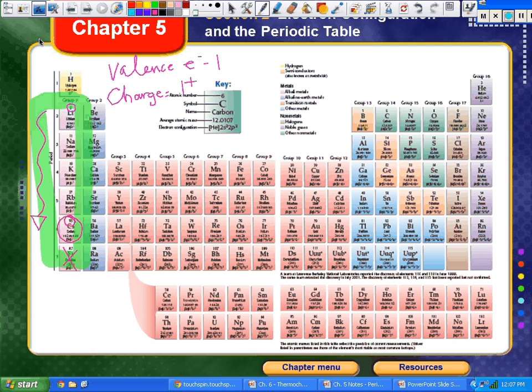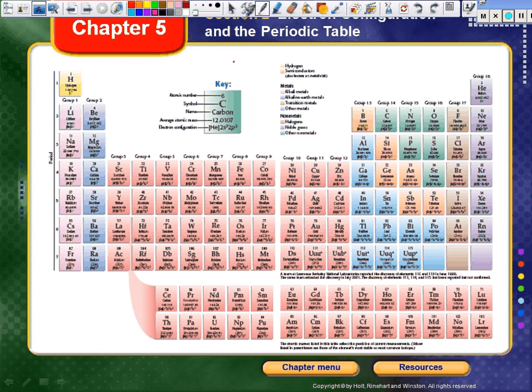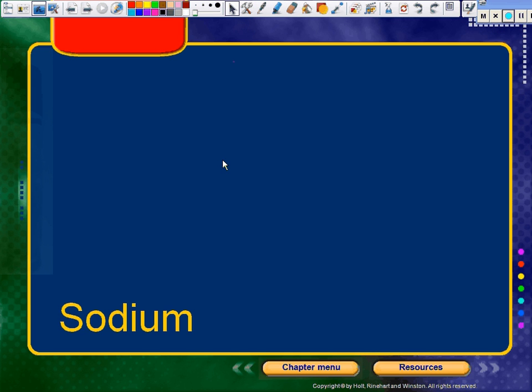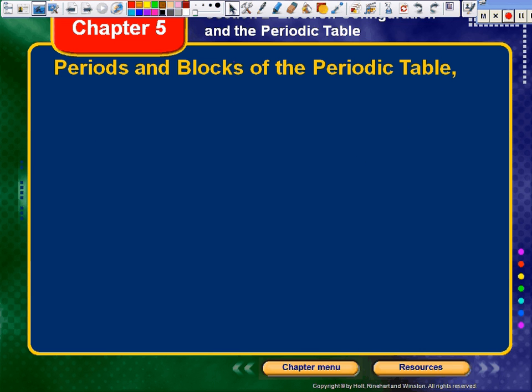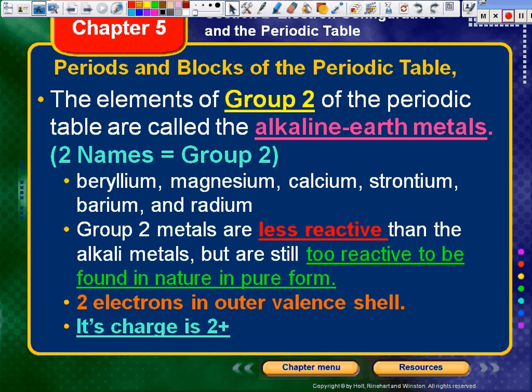All right, so we talked about group 1, so let's talk about group 2 today and a few of the other groups. Okay, we saw these pictures. So let's start right here. There are 3 important things about this slide. Number 1 is the name. What was the name of group 1? The alkali metals. What is the name of group 2? Alkaline earth. Again, very important. It's the alkaline earth.